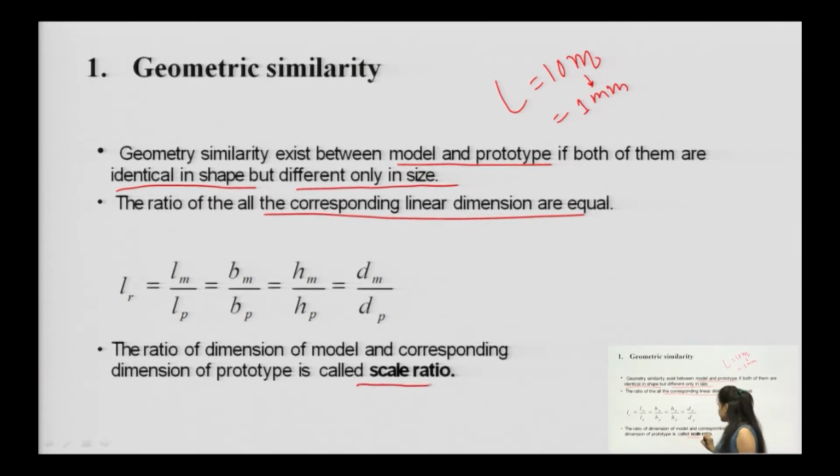If you are taking the ratio of the dimensions of the model to its prototype, then that is termed as scale ratio. If somewhere you are getting the scale ratio, it means you are having this ratio.